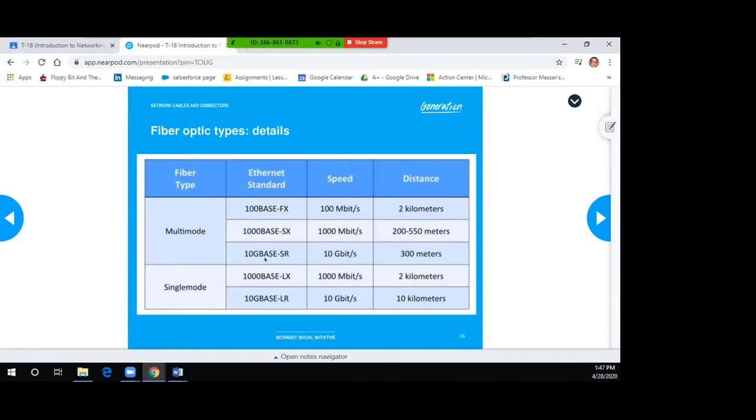So, any other questions? Anything that has L is long haul. Anything that has S is short haul. The other thing we can remember is that F is before S, so it must be before it. That means it is the slower one.